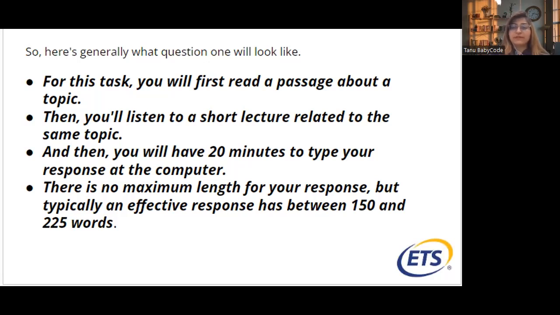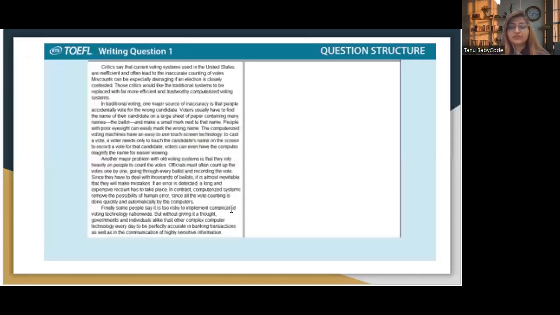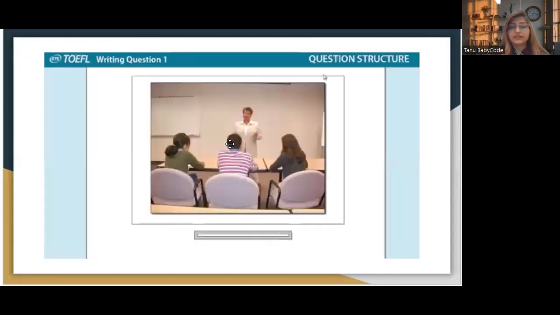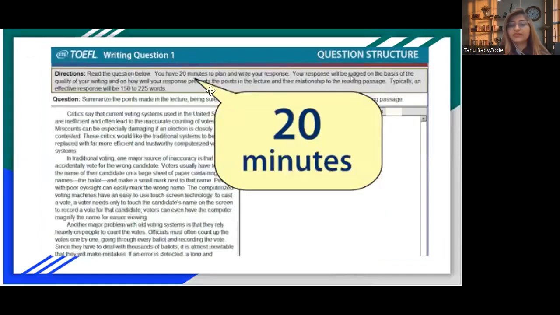So first you will read the passage, then you will hear a short lecture, and then you have 20 minutes to type your response. Now there is no maximum length for your response, but an effective response should be between 150 to 225 words. So you have 20 minutes to write 150 to 225 words. This will be your reading passage. Your screen will look like this. Then you have a listening lecture. Your listening lecture will look like this. And then you have 20 minutes to type your response here.